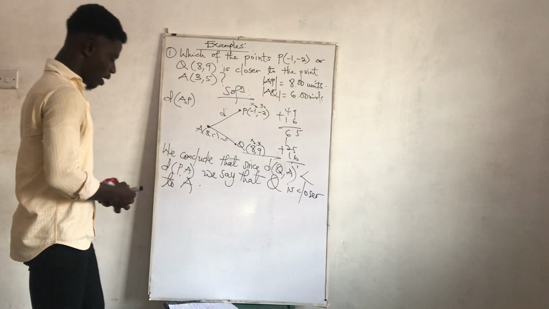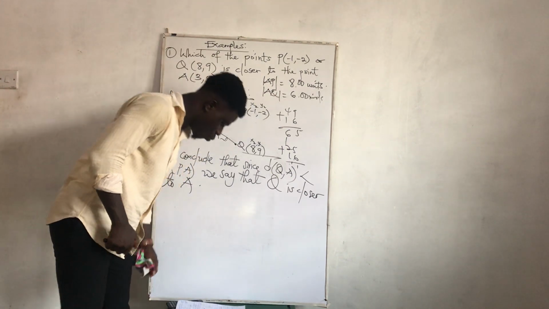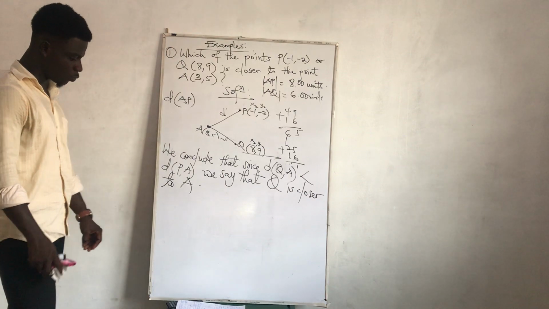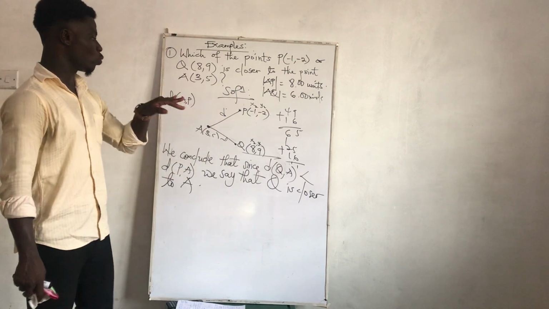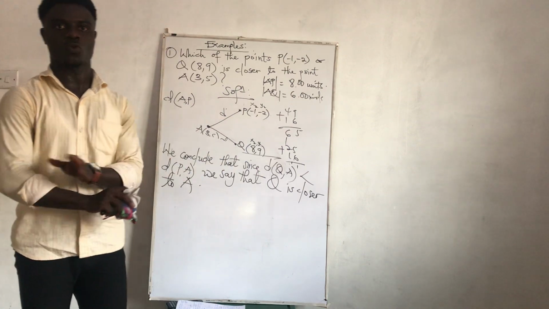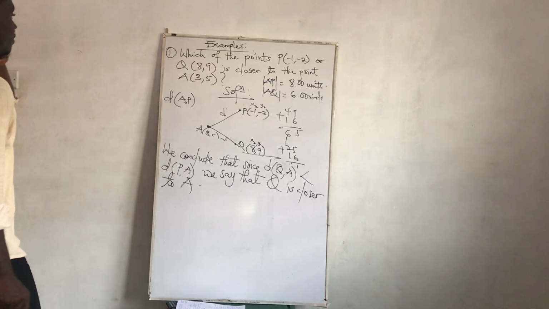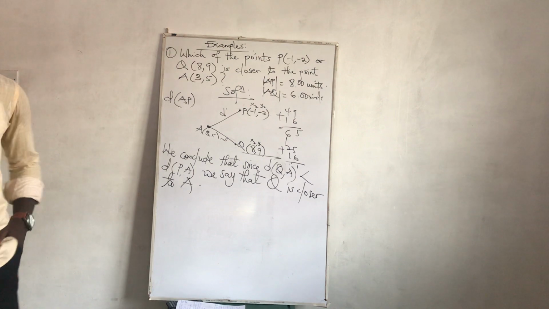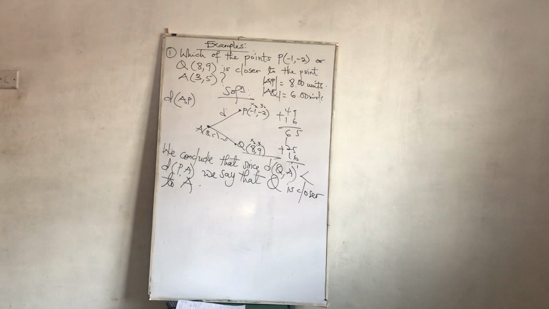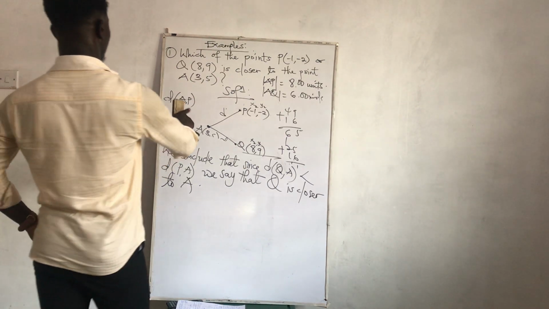So the question says, which of the points P or Q is closer to the point A? So now we can see that Q is closer towards point A. So we are done solving this question. Alright, so we move on to our next example.